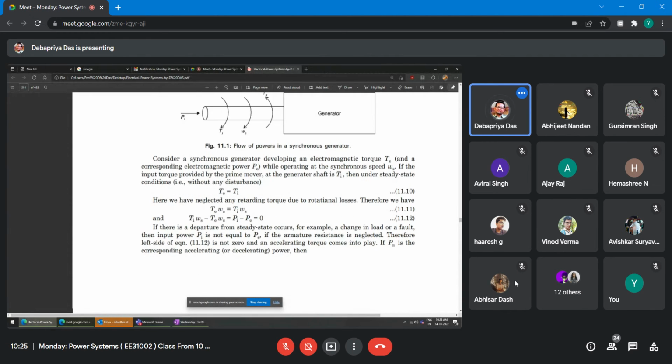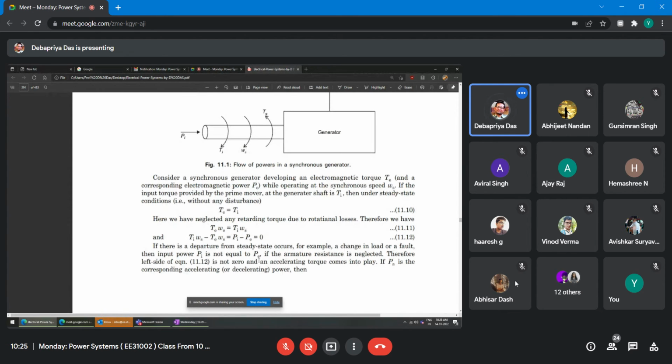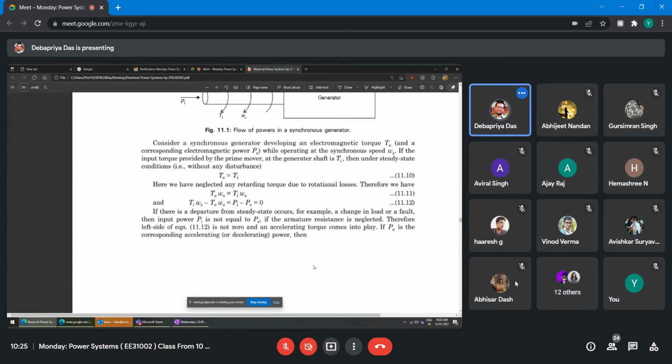Now, if there is a departure from steady state, for example a change in load, suppose load has increased or decreased, or a fault, then input power Pi is not equal to P, right? If the armature resistance is neglected, which we will assume, then the left side of the equation is not 0. So Pi minus P will not be 0, and an accelerating torque comes into play. Pa is the corresponding accelerating power; it may be decelerating also, because load may increase or decrease.